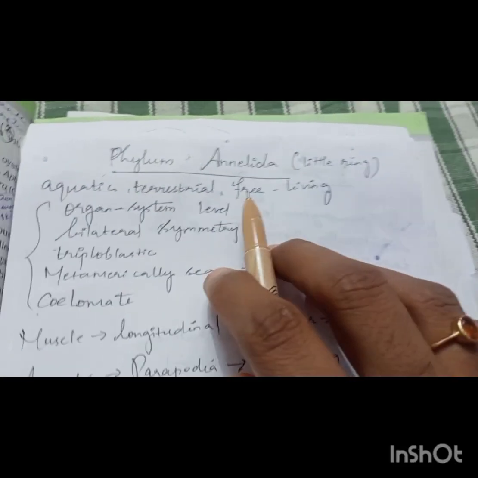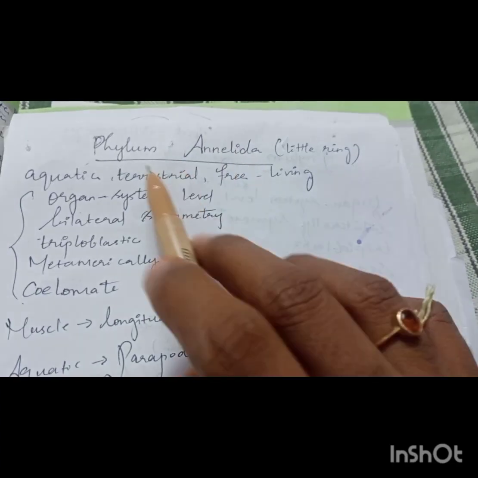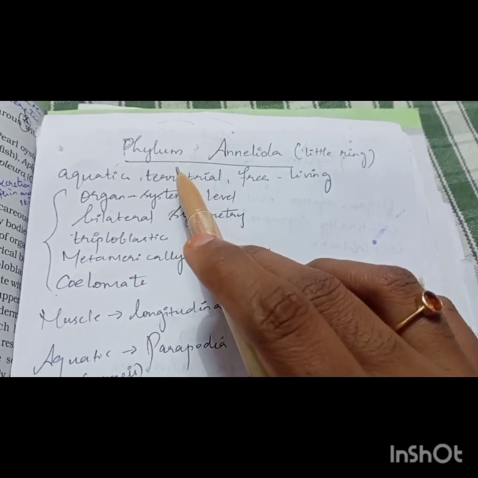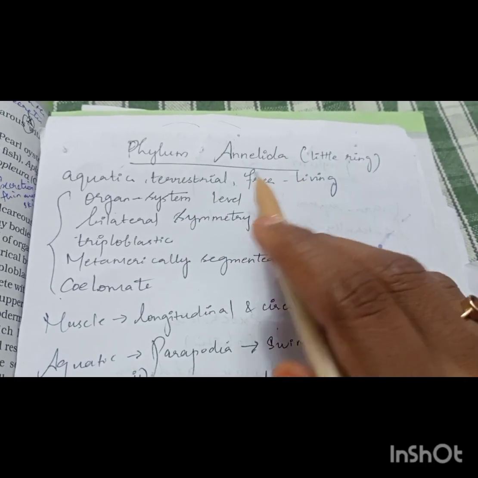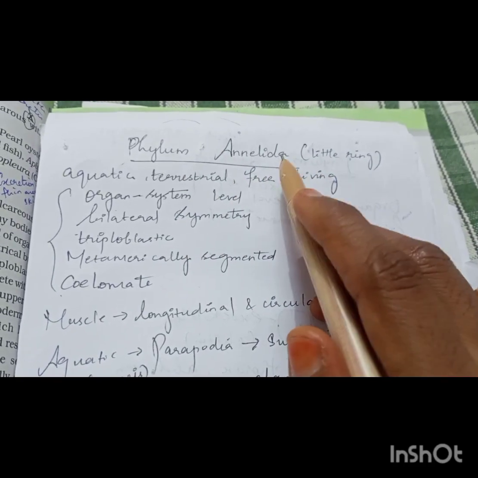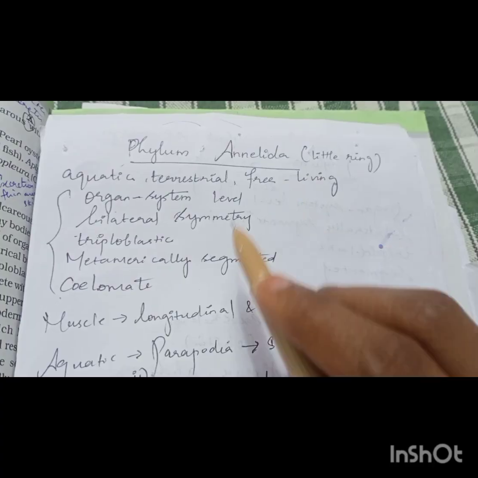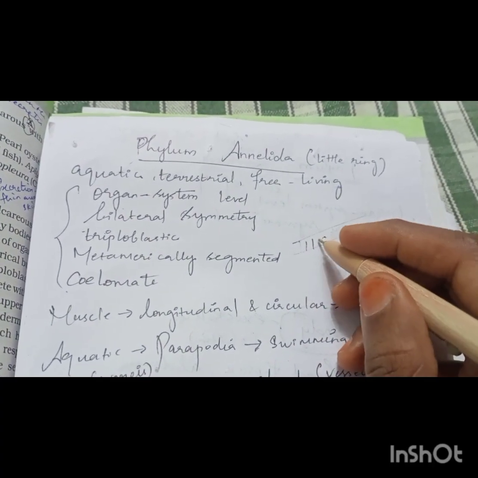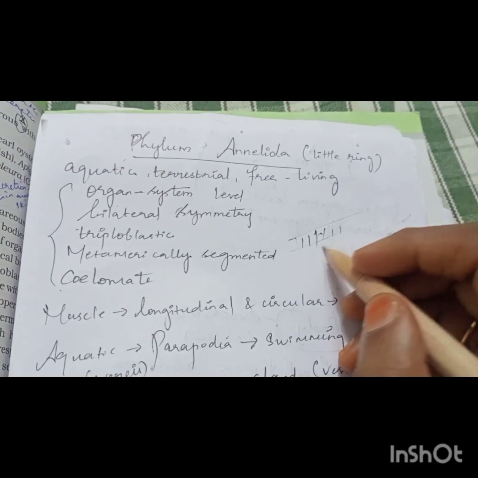In this video, let's see the remaining 5 phyla of non-chordata or invertebrates. So, the sixth phylum is phylum Annelida. The name means little rings. So, the entire body will be segmented just like an earthworm. The best example for this phylum is the earthworm.